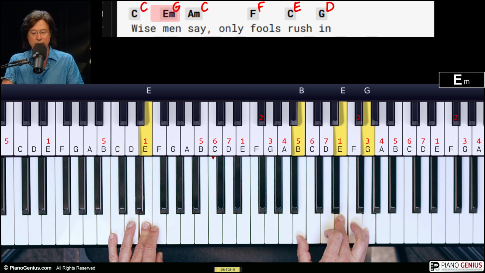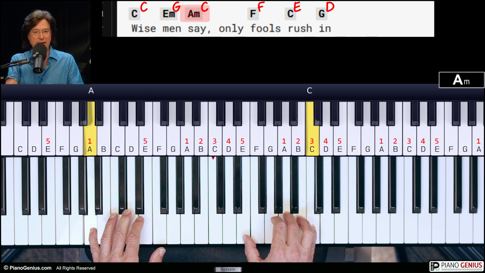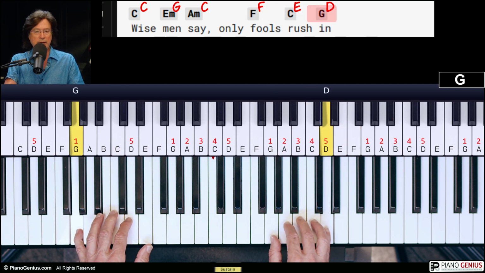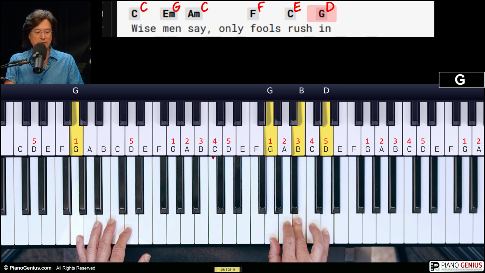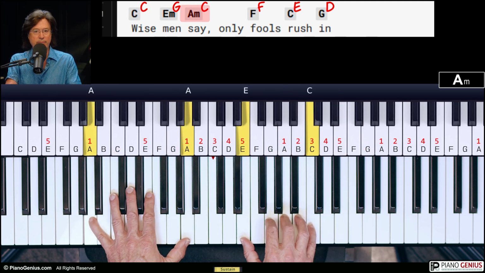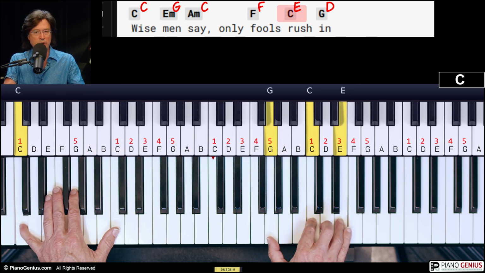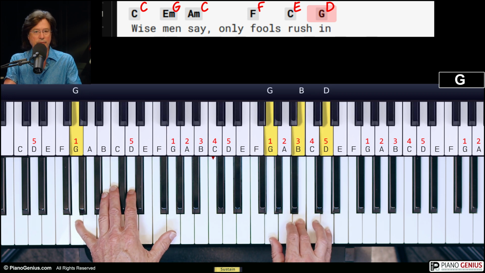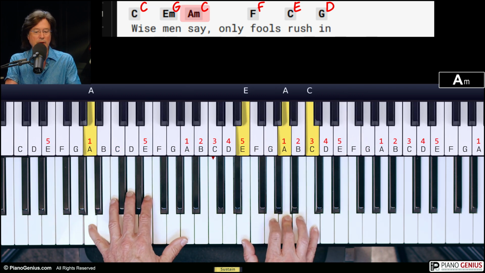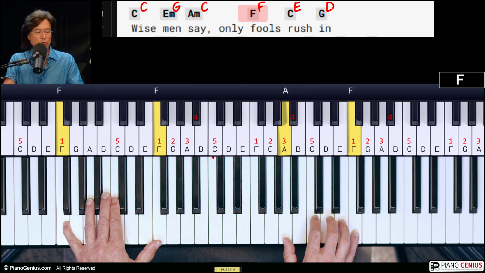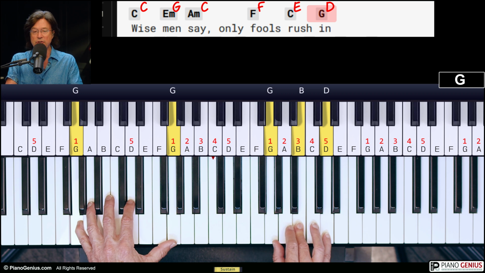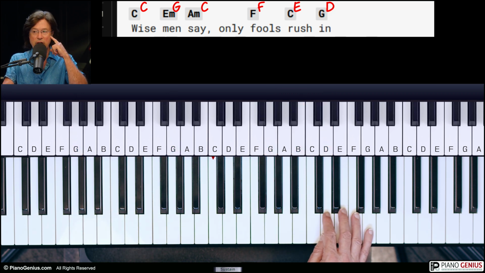Wise men say, only fools rush in. And eventually you can start going, I'm jumping ahead here: wise men say, only fools rush in. Kind of nice, right? I'm going to show you other ways to work out the melody if you can't hear what it is, and we'll get to that after this.